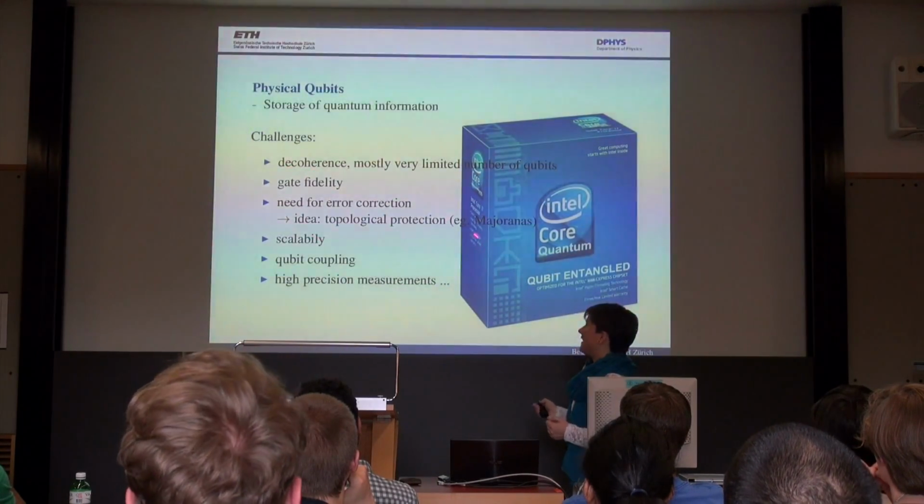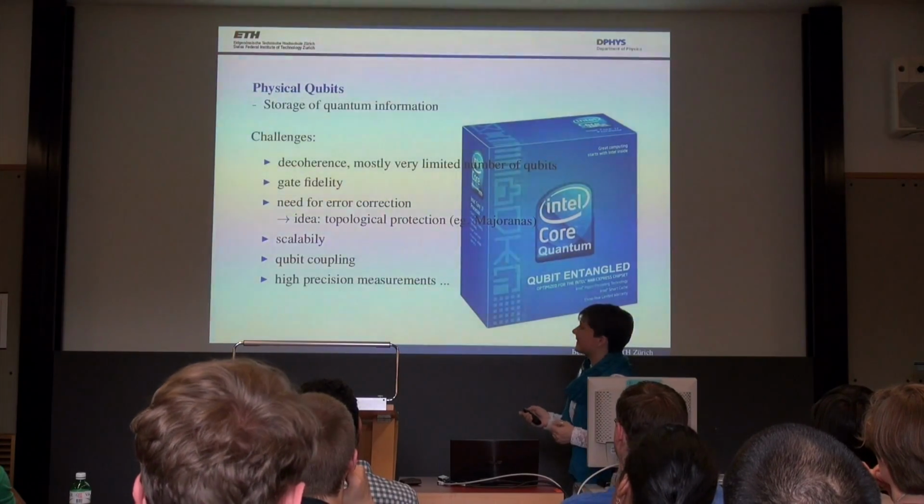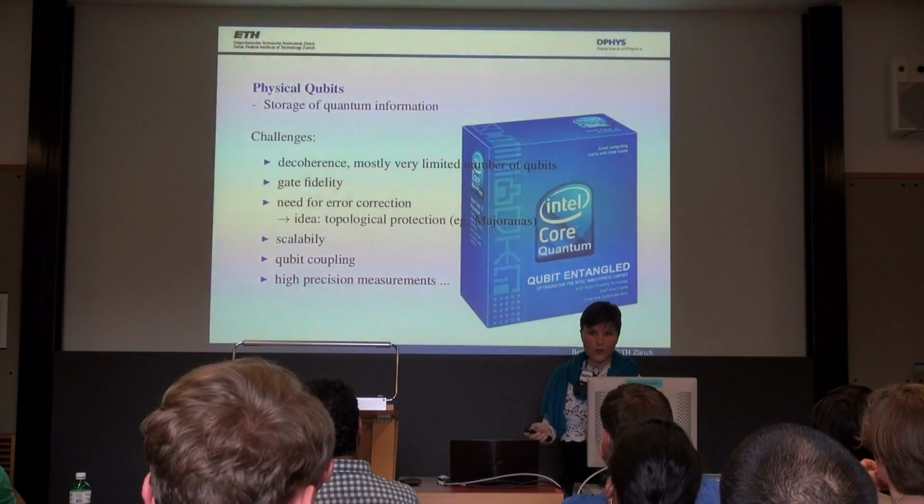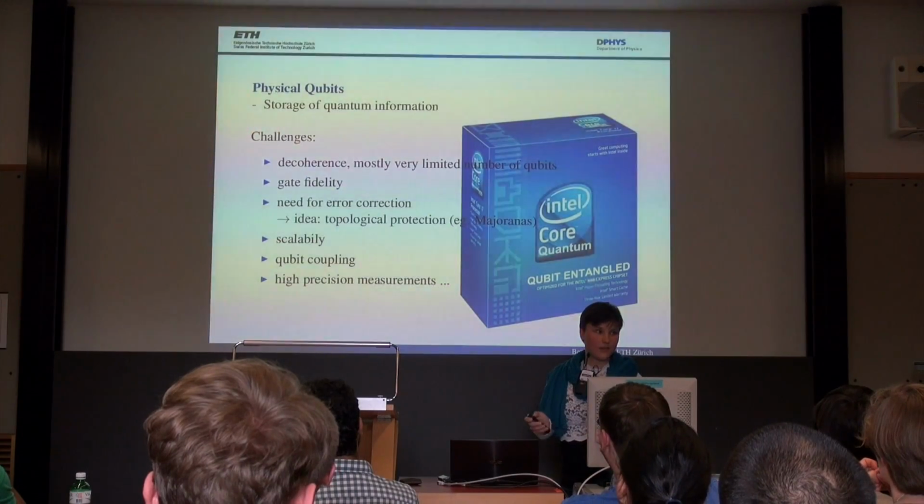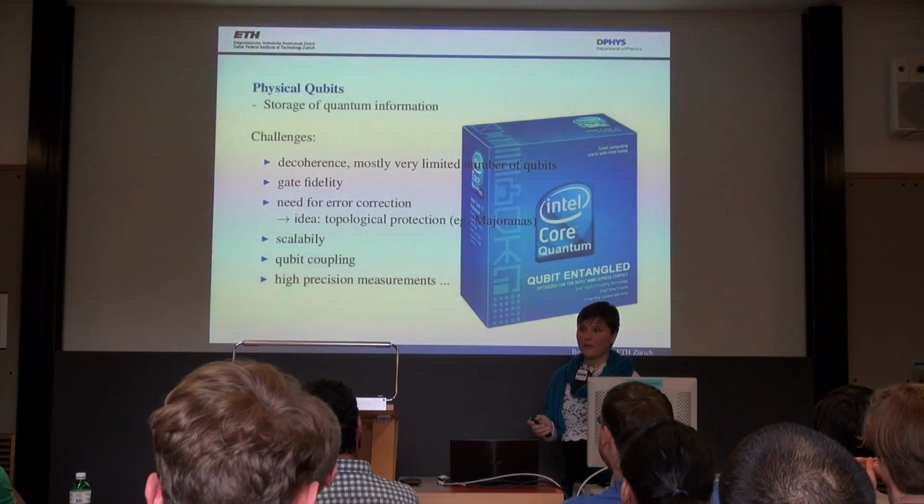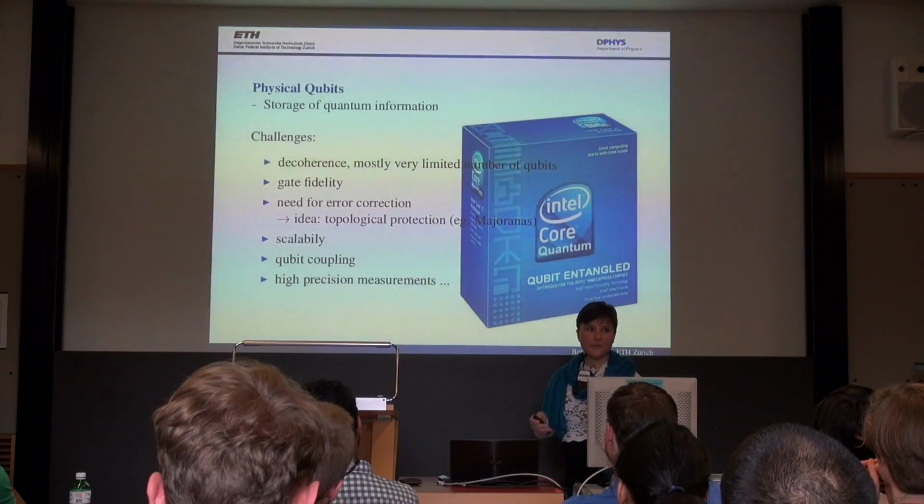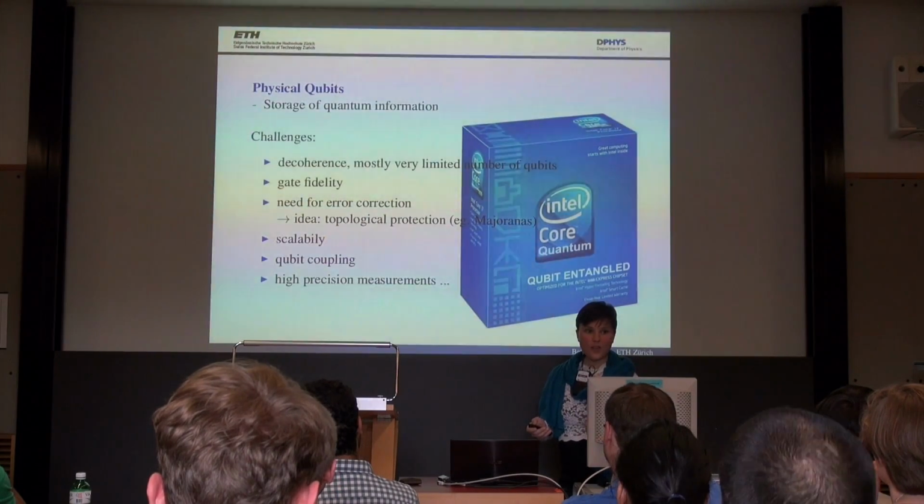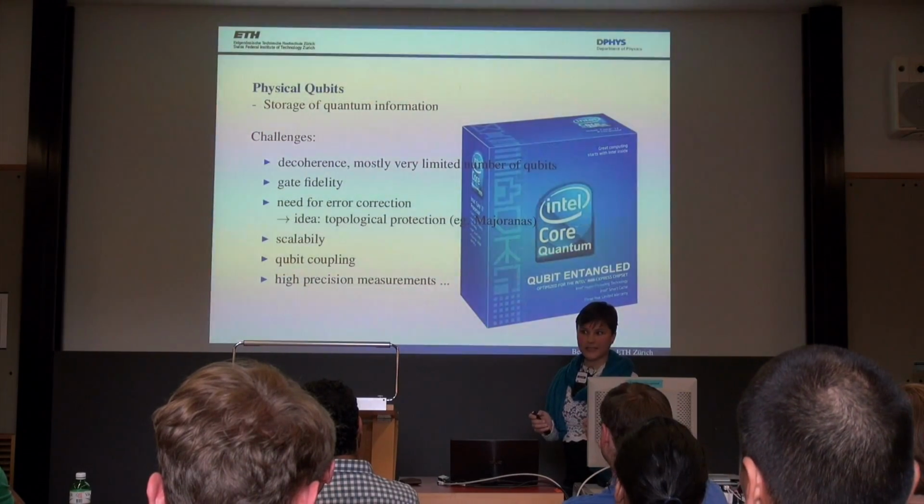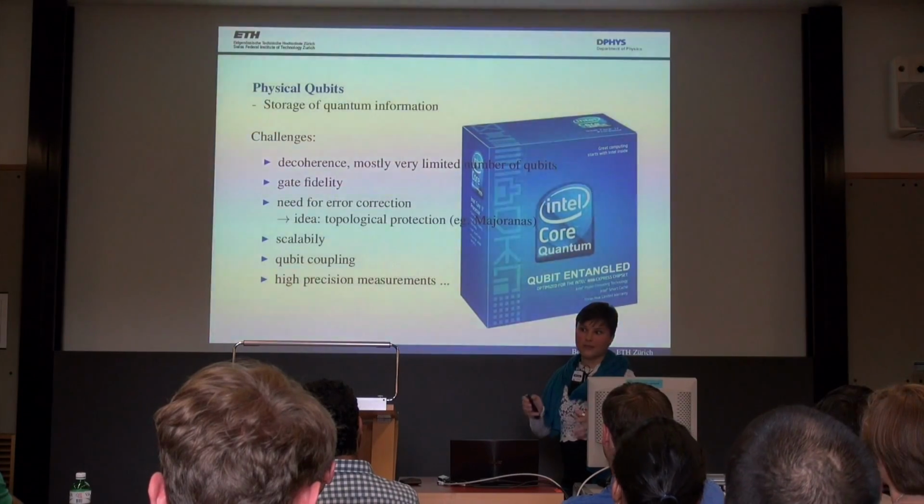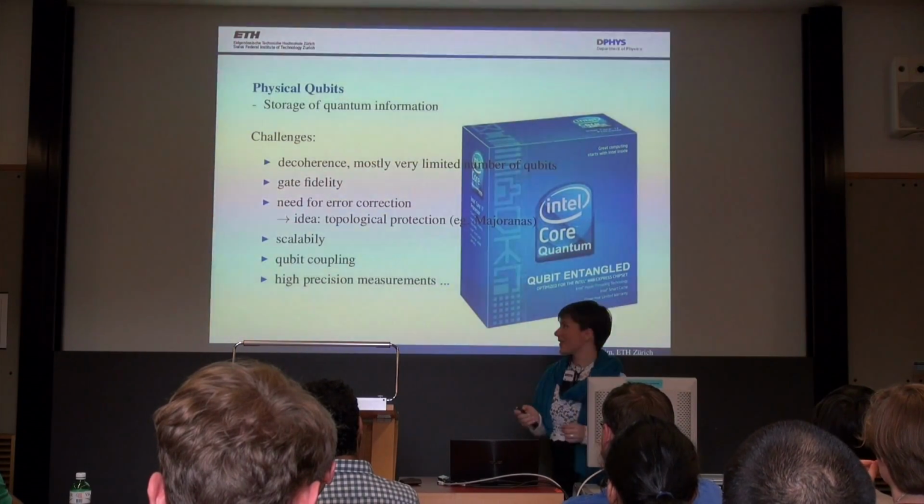So again, we need error correction, and that means we need even more qubits, because error correction basically means instead of taking one qubit to represent the information that you want to have, you take several qubits to represent the same information. So that's always the principle of error correction.